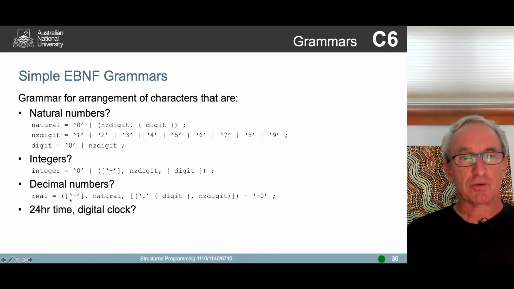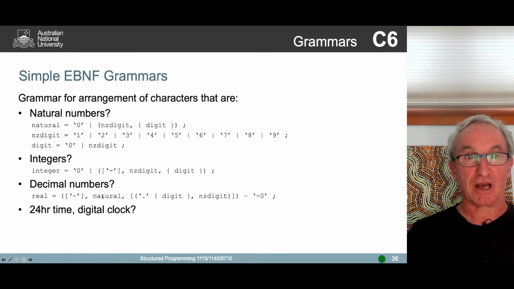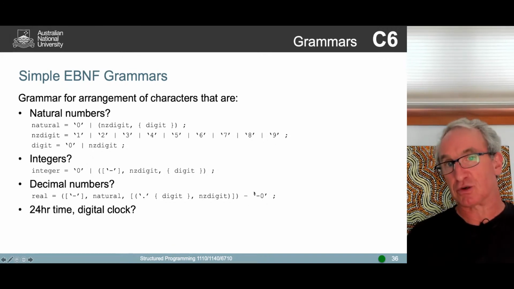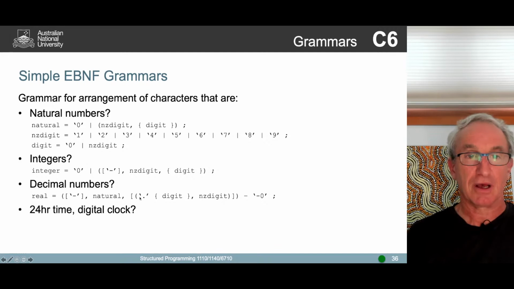So what I've said is there's an optional minus sign in front, followed by a natural number, which we just defined up here, okay? Followed by a full stop, an optional full stop, so there's 0 or more of these. So a decimal number can just be a natural number, right? That's okay. And it can also be, well, if you just looked at this, you could get -0, but remember we've got the special thing here excluding -0 at the end, okay?